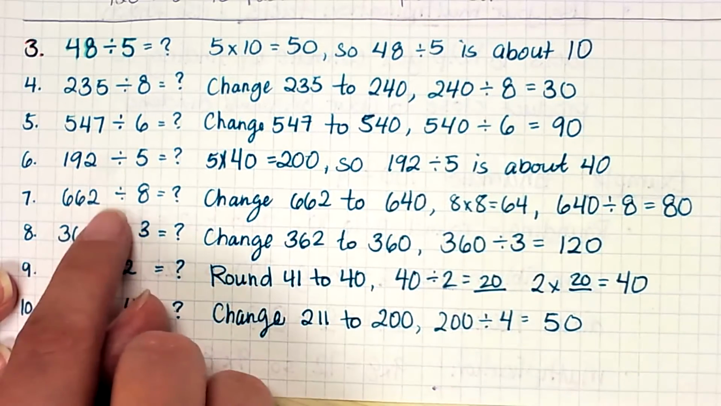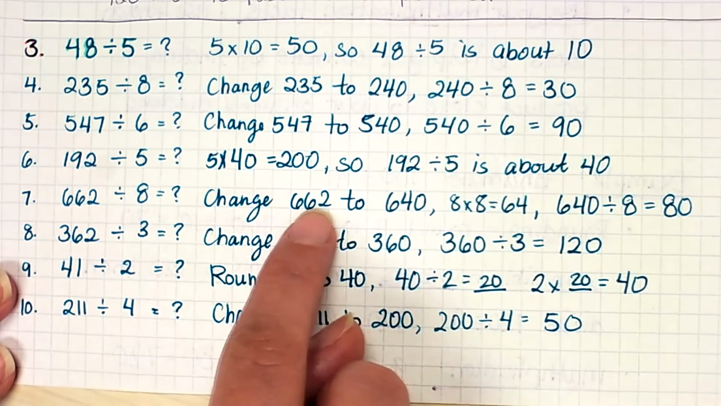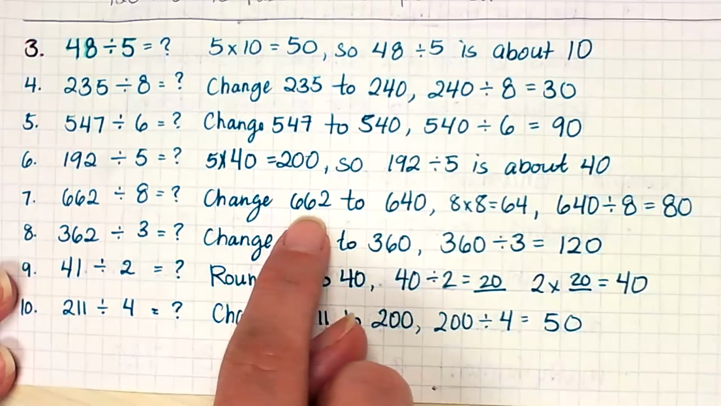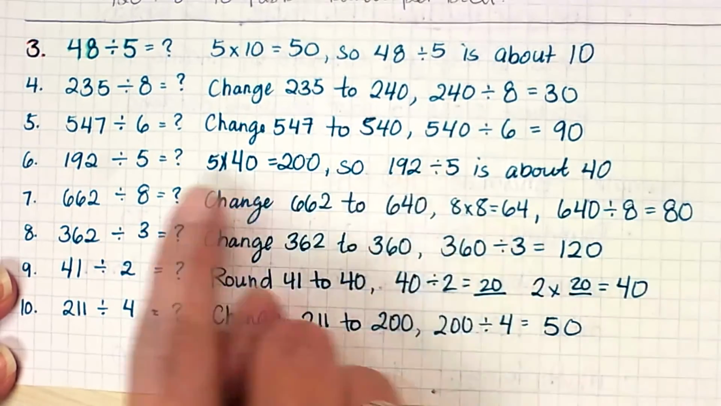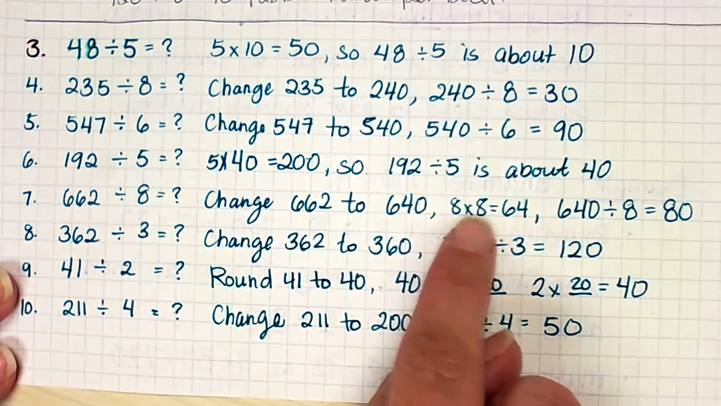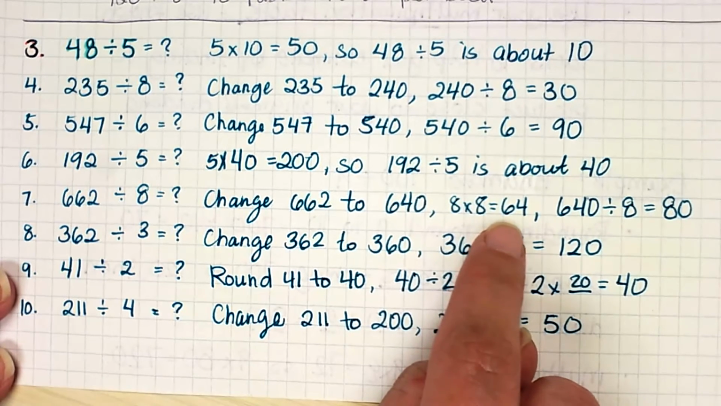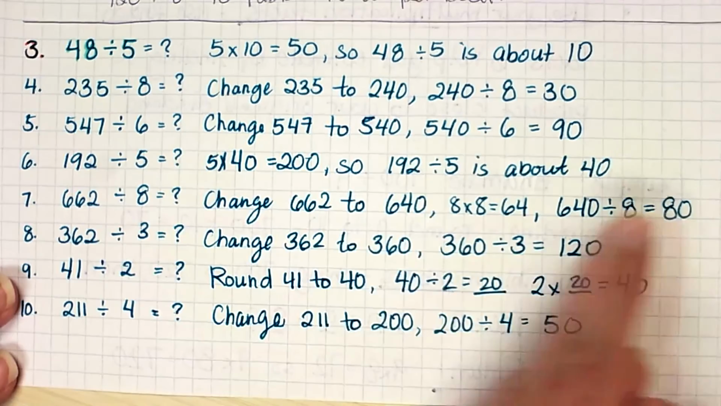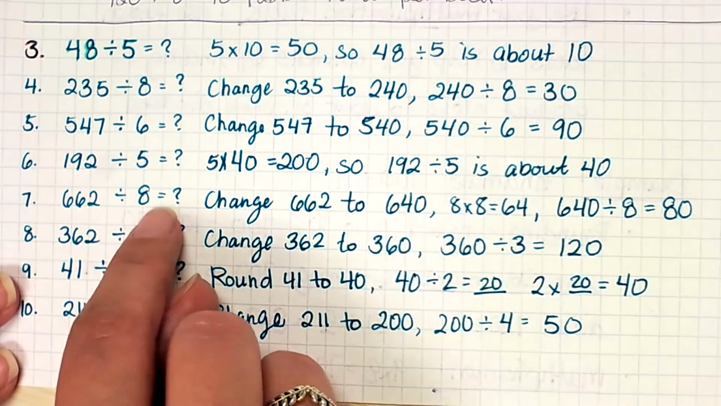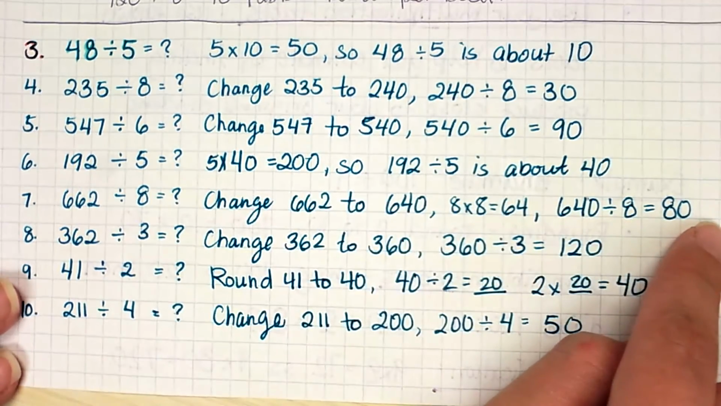For 662 divided by 8, I changed that 662 to 640 because I know 64 is a multiple of 8. I know 8 times 8 is 64. So 640 divided by 8 is going to equal 80. That means 662 divided by 8 is about 80. It's close to it.